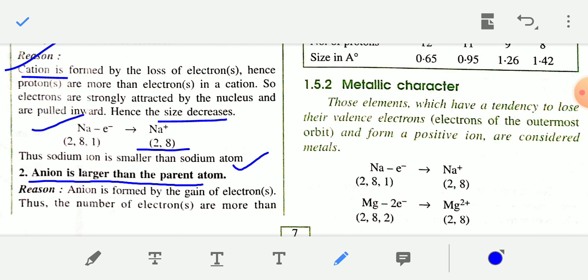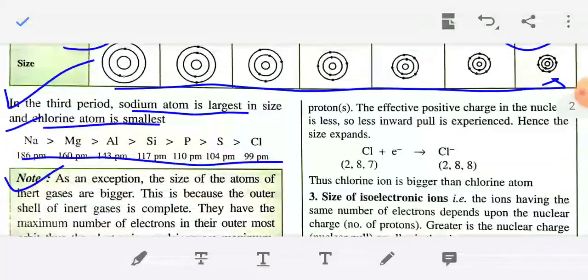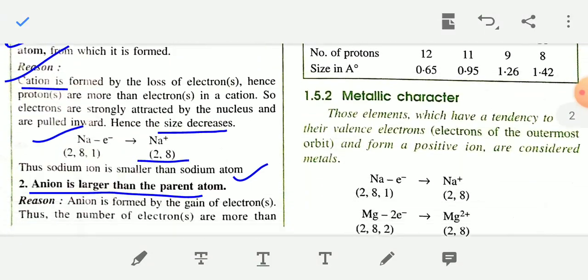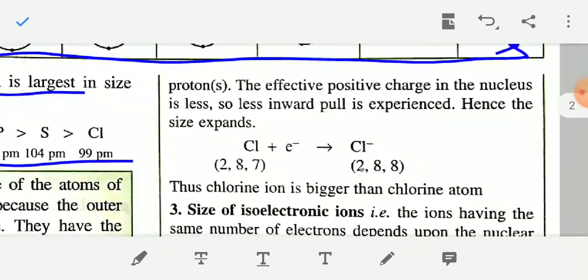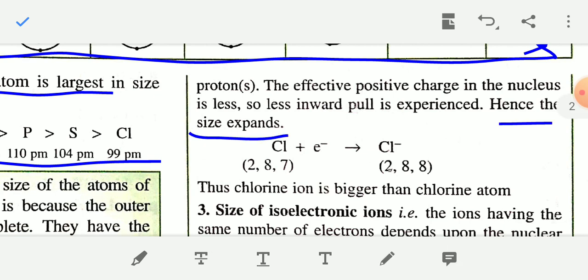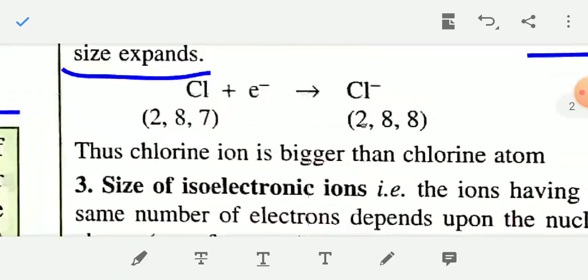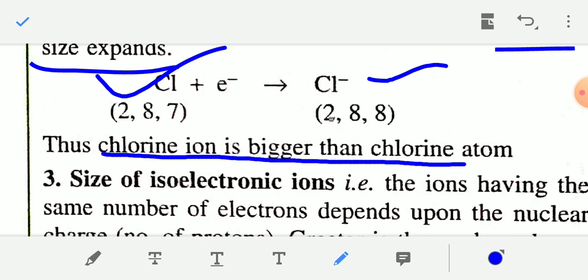The number of electrons is more in the case of an anion, more than the number of protons in the nucleus. So the effective positive charge in the nucleus is less, so less inward pull is experienced. Hence the size expands. So the size of an anion is more than the size of the neutral atom. For example, when a chlorine atom accepts one electron, it forms Cl minus ion, and the chloride ion has a bigger size than the chlorine atom.